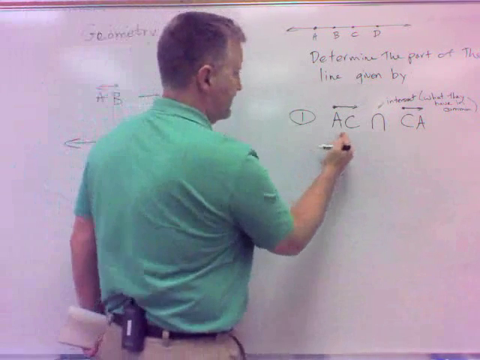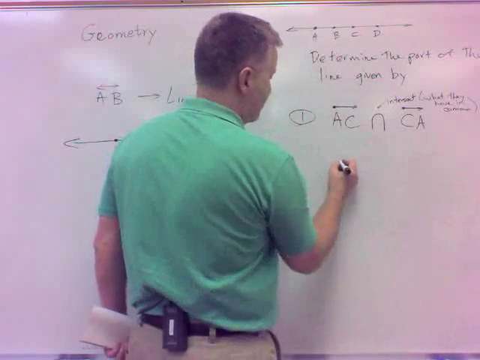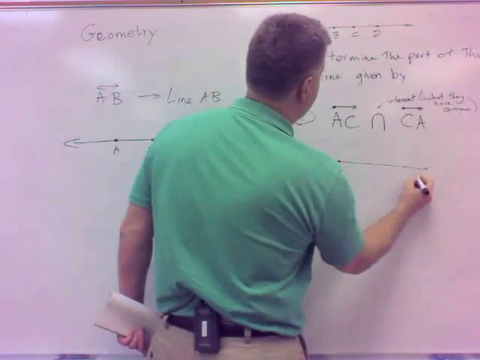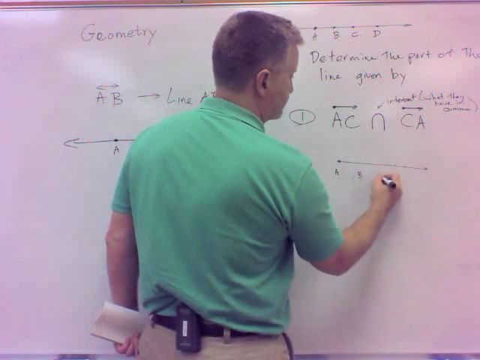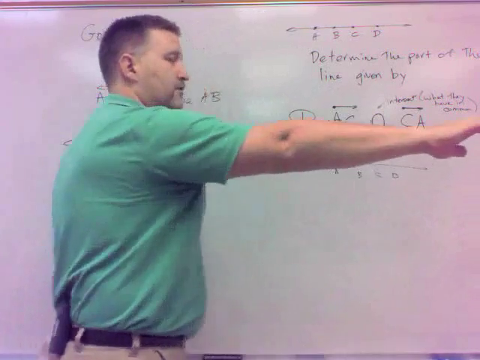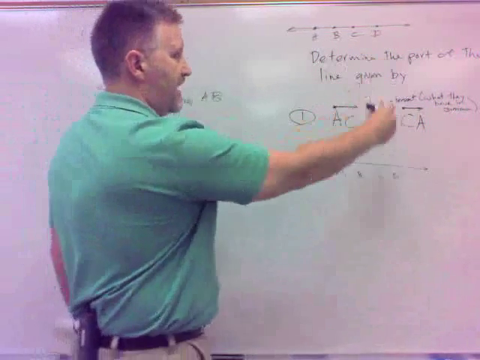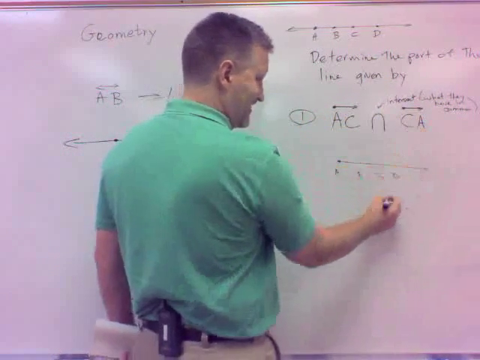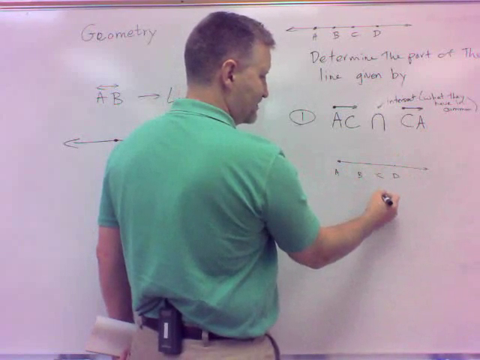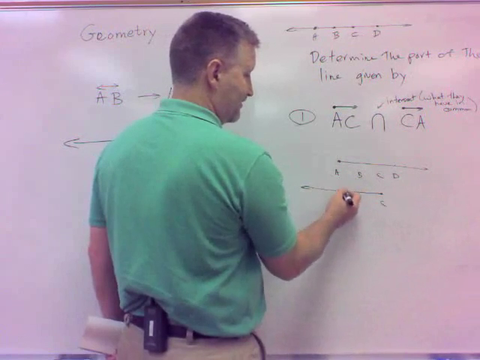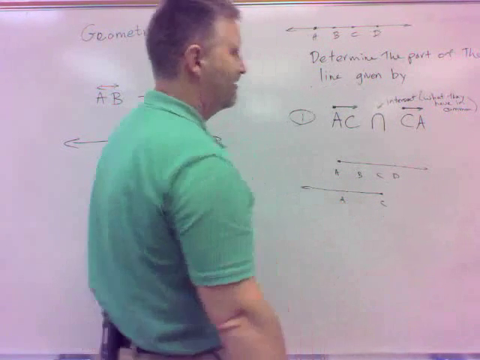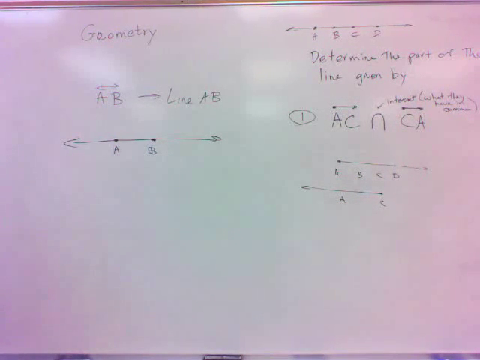Ray AC, that would be starting at A and goes in the direction of C. So that would include B, C, D. It just starts at A and it goes that way. CA starts at C and goes in the A direction. So that would go this way. So that would include B and A. So what's the intersection of those two? The overlap. What they have in common.